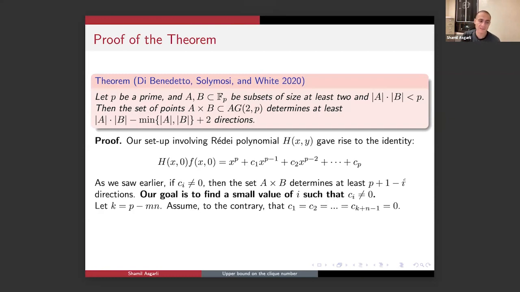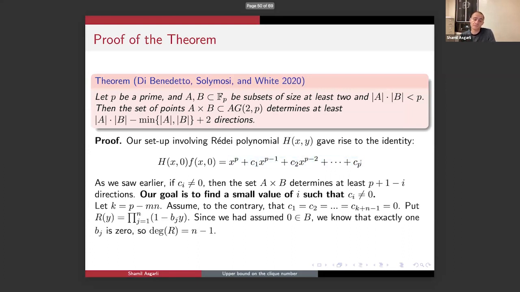Let's let, again, k be p minus mn. And we're going to assume to the contrary that the first k plus n minus 1 values are 0. So C1 and C2 all the way until C(k+n-1) are equal to 0. We're going to actually reach a contradiction at the end, which will mean that one of these is not 0, which will be good for us. So for now, we're going to assume the first k plus n minus 1 coefficients here are in fact 0.